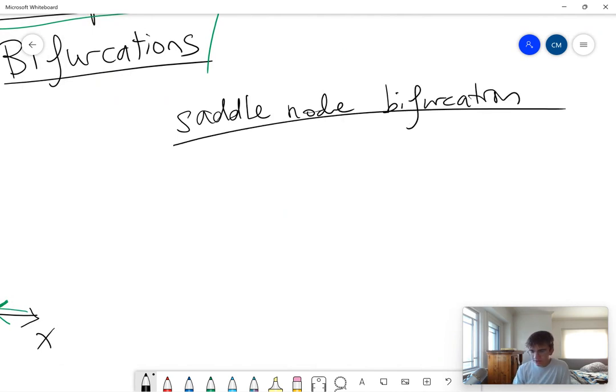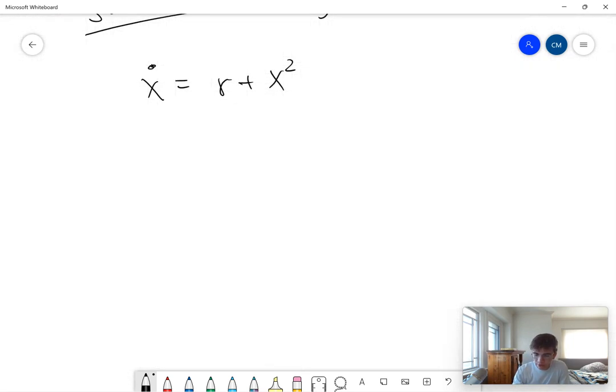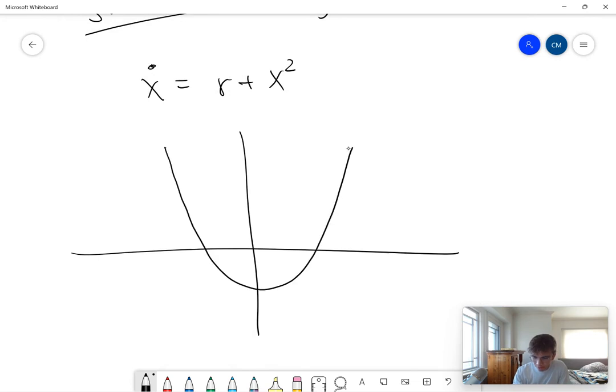You're also going to see this a lot. So this bifurcation is characterized by fixed points just being born out of nowhere, okay? And so if I give you x dot is equal to r plus x squared, where r is just a parameter that I'm going to vary, then you'll see that this is the same thing as saying, okay, I have a parabola. Say for r is negative to start out with.